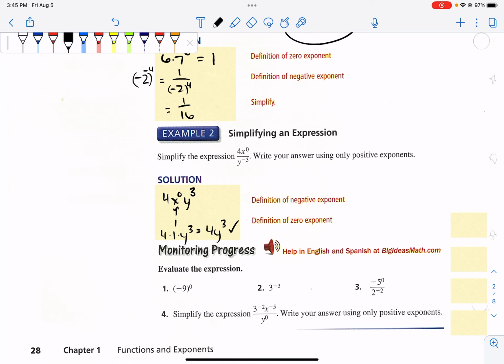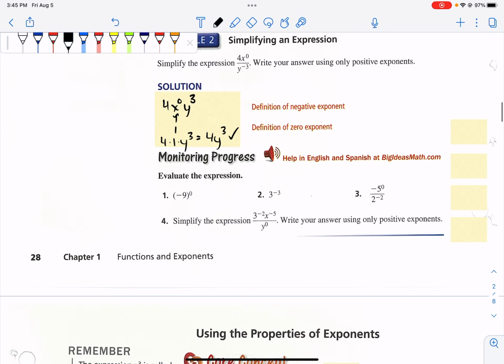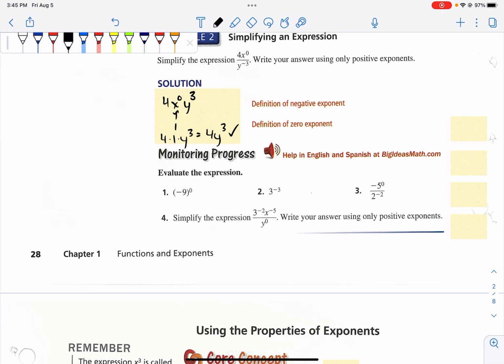All right, what I want you to do, I want you to pause the video really quick, and I want you to try these monitoring your progress problems right here. Number 1, number 2, number 3, and number 4. I want you to try those really quick. Yes, actually pause the video. Yes, actually try the problems. Figure out if you know how to do this yet or not.